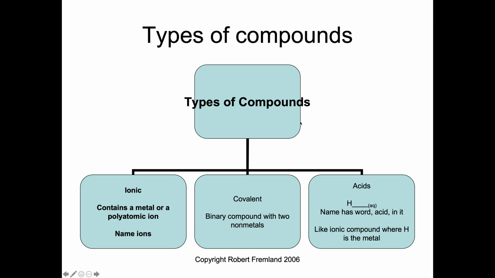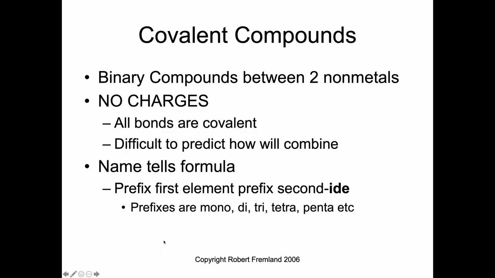All right, so we had just finished doing ionic compounds, so now we're going to deal with nomenclature of covalent compounds. Covalent compounds are much easier because we don't have to figure out anything with charges. The name will tell us the formula. You can't predict it because you can combine elements in different ways, as you've seen with carbon dioxide and carbon monoxide. The name is going to tell you the formula.